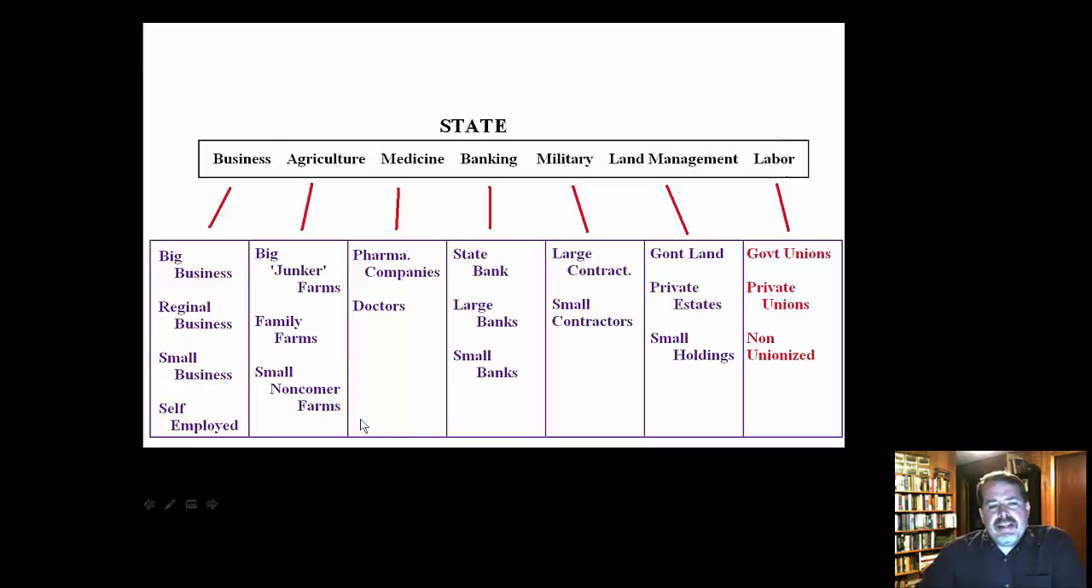In the corporatist mindset, within these functional groups, they are represented by a private organization. And within the private organization, the largest, most successful entities within that group have more representation and more power than the smaller, less successful members.